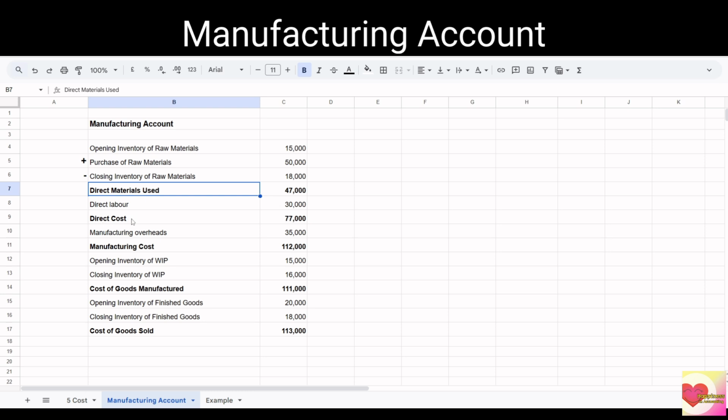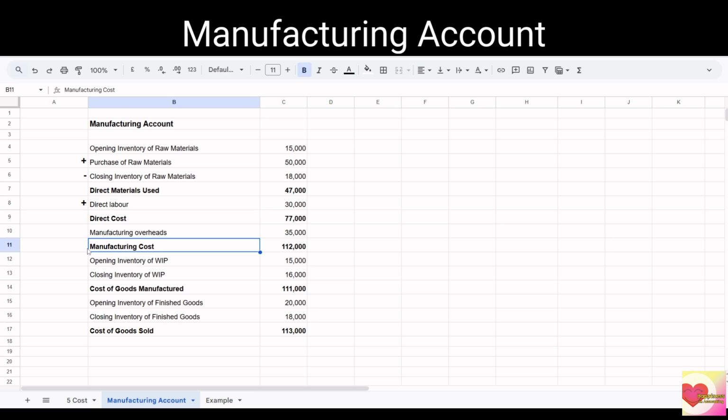Next stage is direct cost. Direct cost is the direct materials used plus the direct labor. Direct labor is just the amount paid to the workers, so obviously there is no opening and closing inventory here. You may notice that from the subtotal of the previous stage, we added another cost to get the subtotal of the next stage, and that will happen to the following stages as well, so it's important that each subtotal is correct.